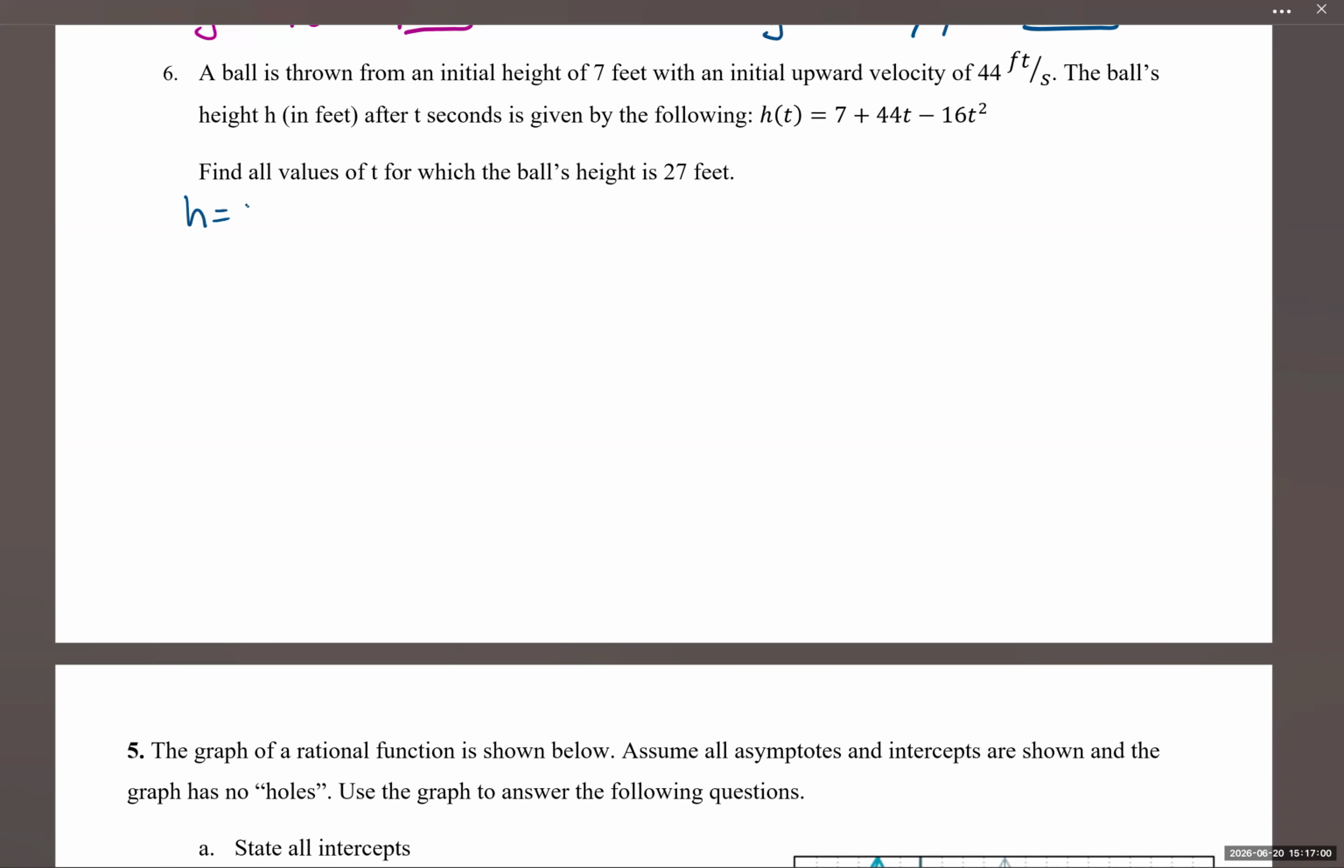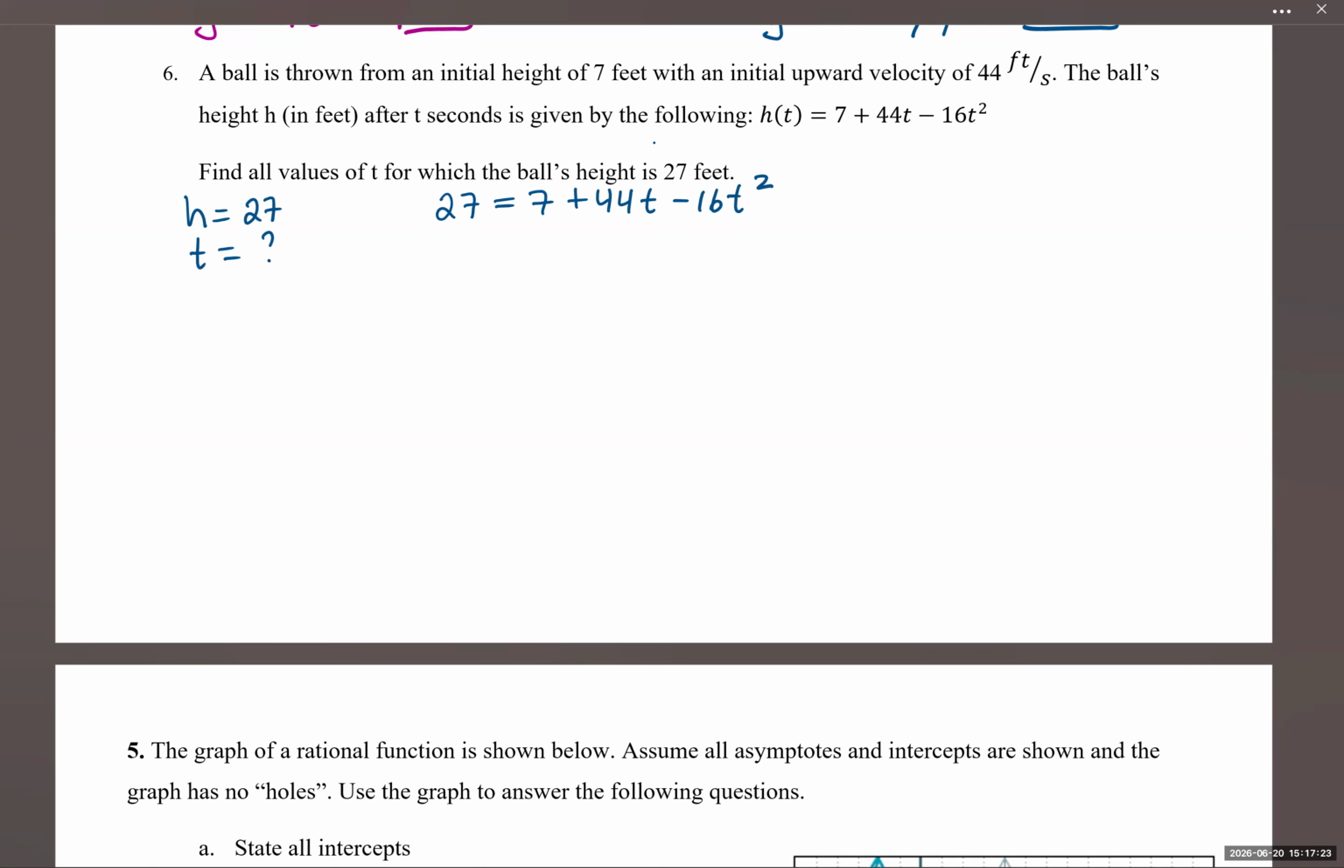So h is 27. We need to figure out at what times the height is 27 feet. So we'll plug in 27 for h and then solve this quadratic equation. 27 equals 7 plus 44t minus 16t squared.